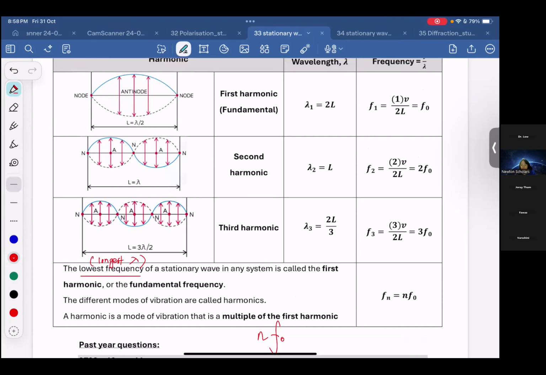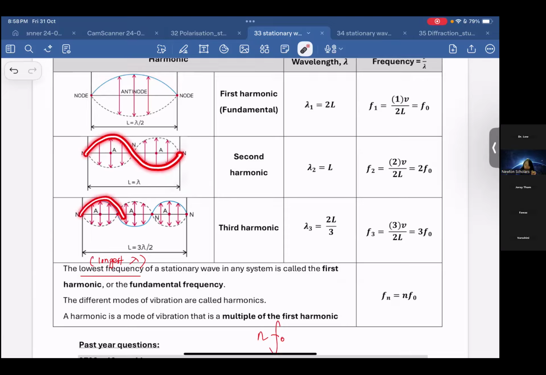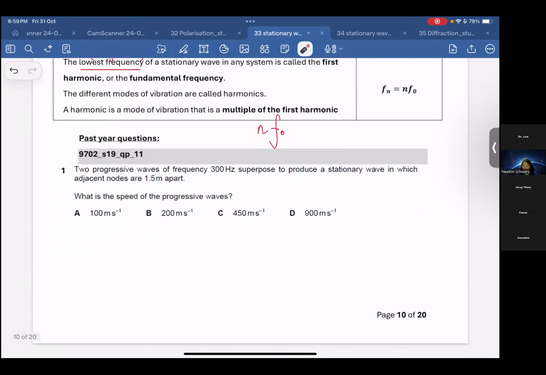We can use the exercise to help us understand more about the theory part. Right now I just need you to have an idea. The most important thing I want you to know is that from here to here is half a wavelength, from here to here is one wavelength, and from here to here is 1.5 wavelengths. The frequency that we want to find, we can get using the number of harmonics times your fundamental frequency. That's all. Let's try your question.